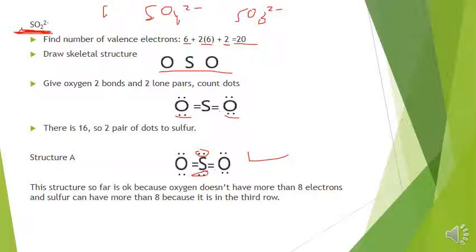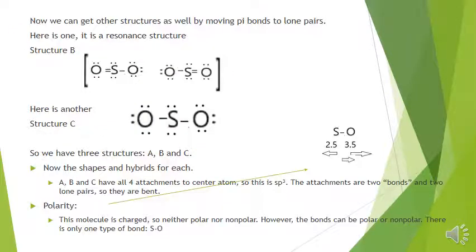It obeys the octets. It's okay for oxygen, it's second row. It can have 8 or less electrons. Sulfur can have expanded octet, so this is fine, and this one's fine. Okay, so this is a possibility. So we'll call it structure A. Can we come up with other structures?